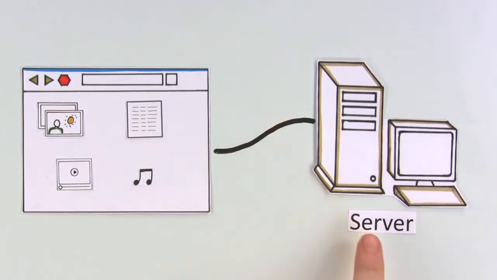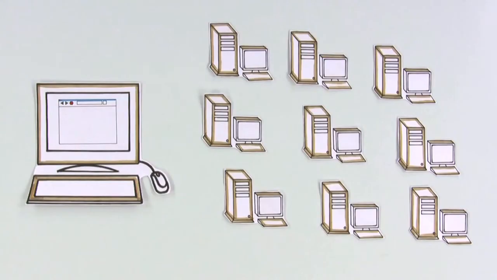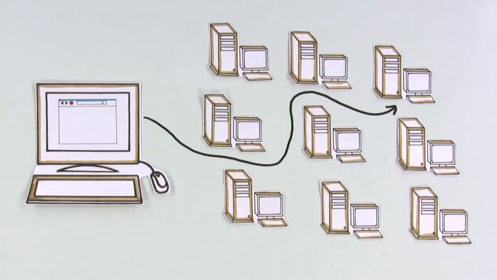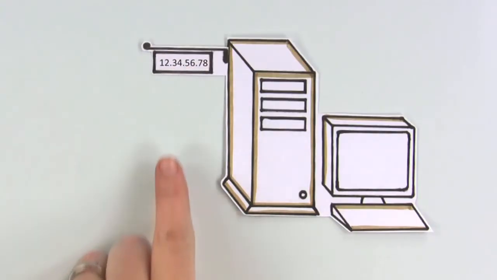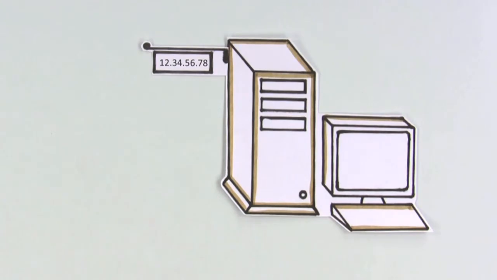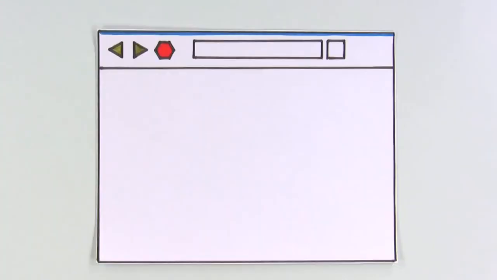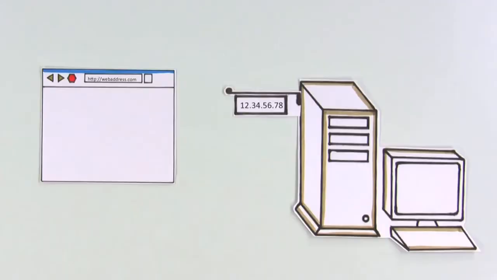If there was only one server, this would be simple. But there are millions of servers and web pages. We need a way to find a specific page on a specific server. We do this with web addresses. Each server and website has a unique one. As long as we have the right web address, we can visit a page on any server on the web.